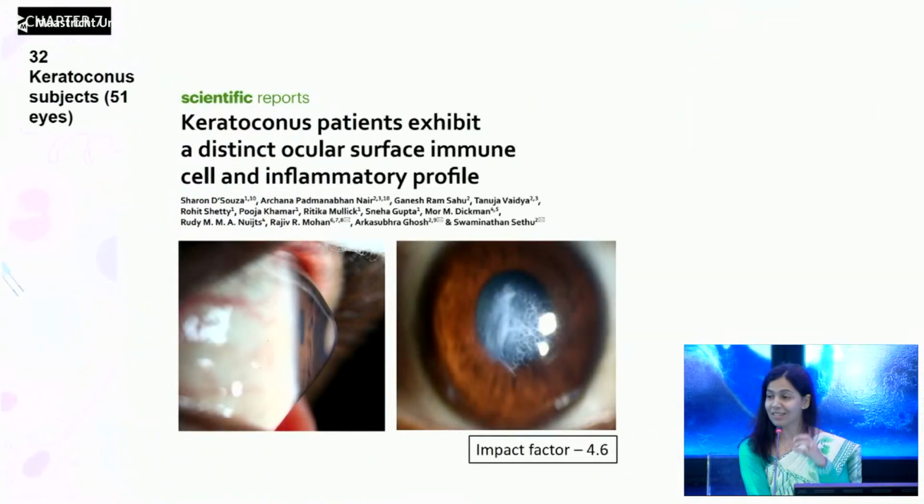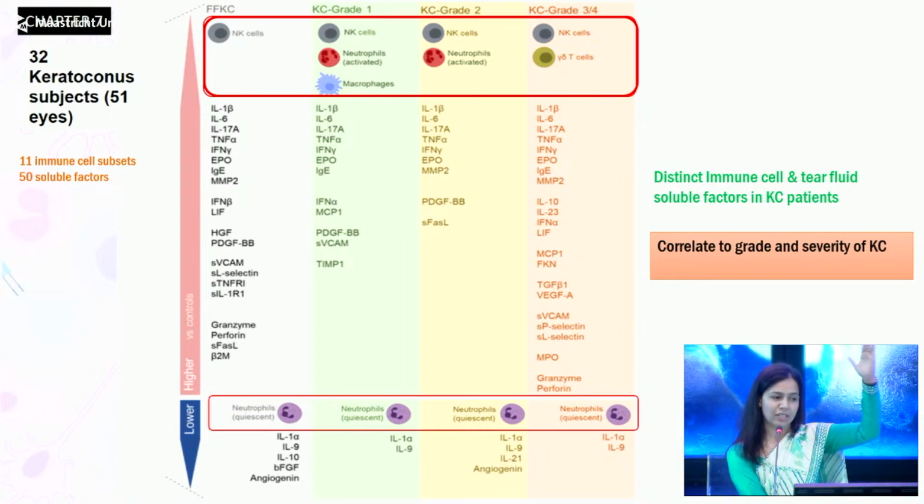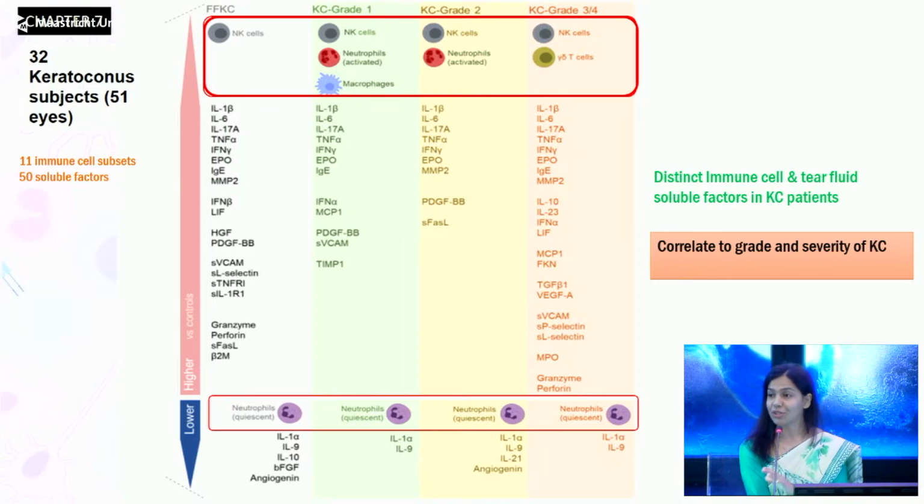We found that even in keratoconus, there was a distinct ocular surface immune profile called an inflammatory profile. Just to make this simpler, on top you see KC grade 1, grade 2, grade 3, and that is just how we clinically grade keratoconus. Remember in dry eye, I said neutrophils were very high. In keratoconus, it switches. The natural killer cells became very high. And so we now understand that each of these diseases has a distinct profile, and we can try to map each of them with this.